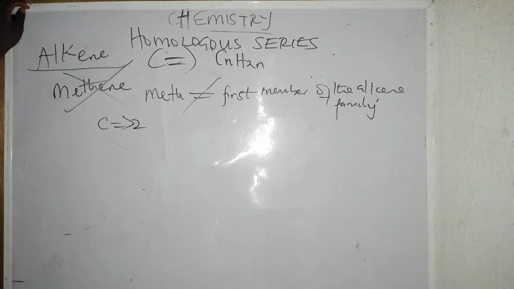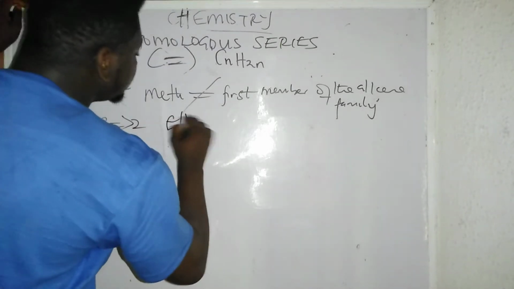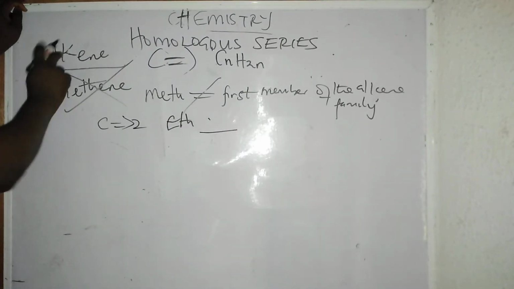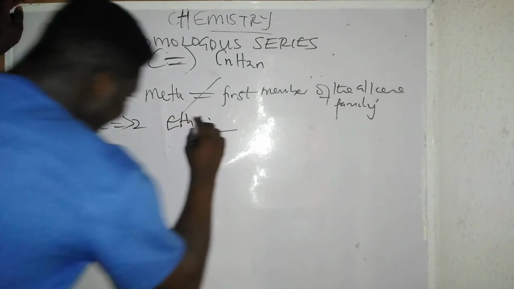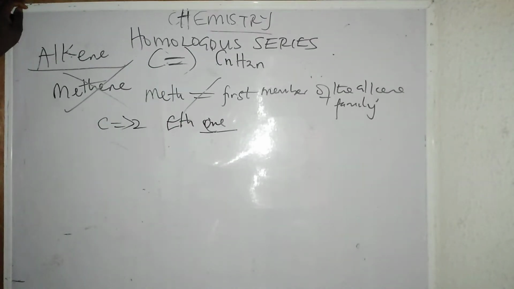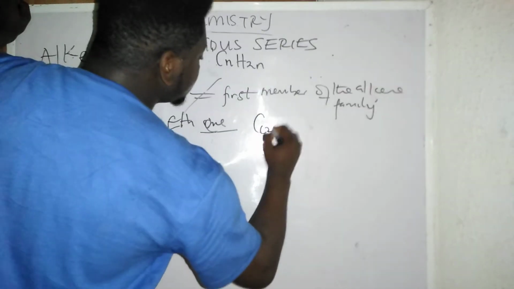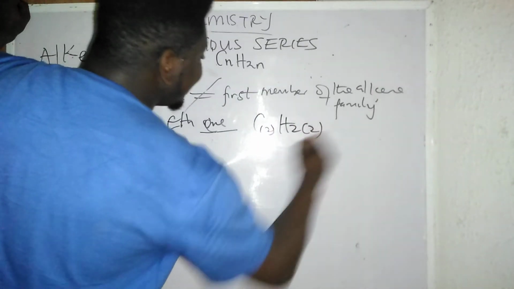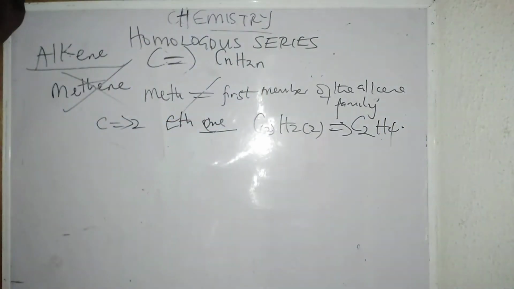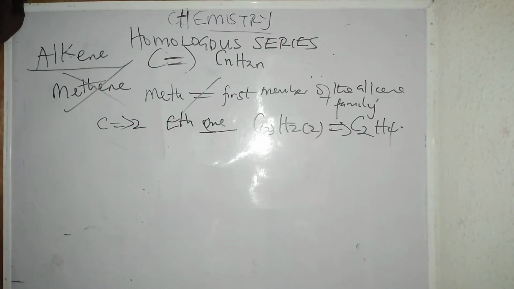It is not possible. So the first member is ethene, because like I said earlier, when we deal with carbon number 2, we are referring to eth. Then we just put the suffix of the family, which is E-N-E. So we have ethene. Putting the number of carbon atoms into the formula, we have C2H2 into bracket 2. This will give us C2H4 as the structure of ethene.